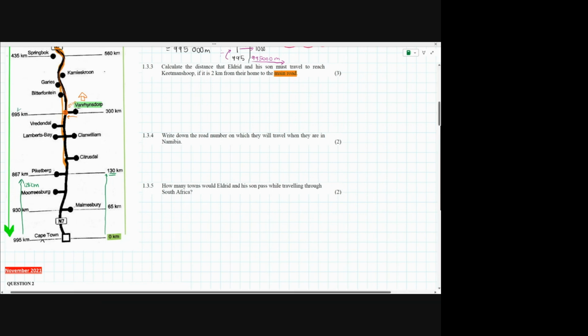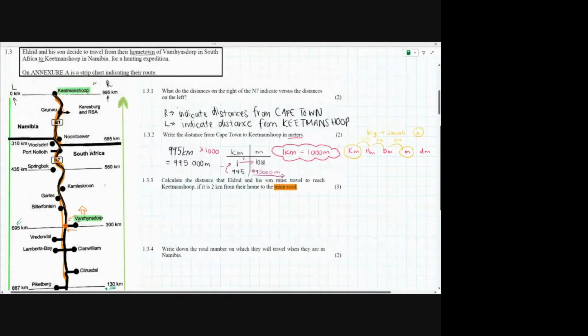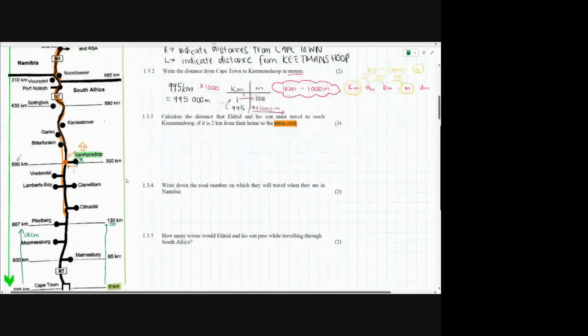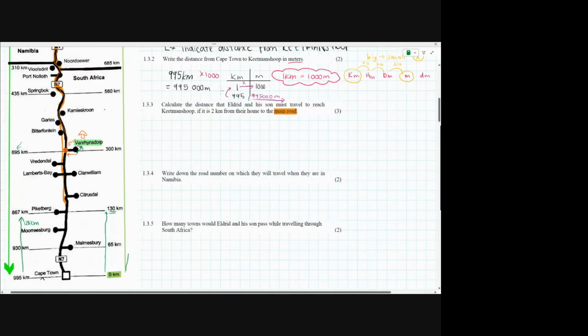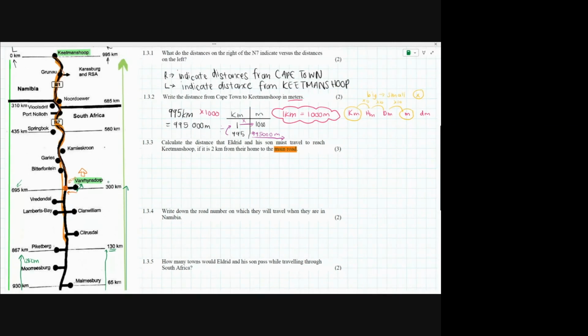And so this 695 kilometers is not quite at Van Rensdorp. So we want to be using the 300 kilometers that is quite literally indicated right there at the town we want to start at. Again, from 0 to 300 kilometers, this is telling me that Van Rensdorp is 300 kilometers away from Cape Town. We know that Cape Town is 995 kilometers away from Keetmanshoop. So we could work out this distance from Van Rensdorp to Keetmanshoop by subtracting those two values.